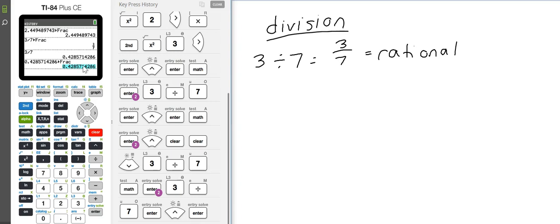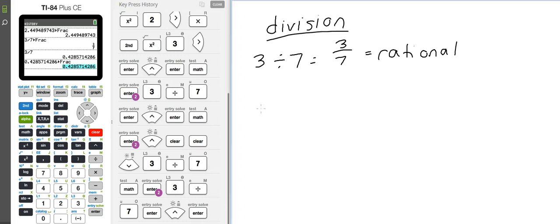So when you divide 3 by 7 the first time, you want to put the frac on that line. You don't want to try it again afterwards. Okay, so when you're dividing two rational numbers, it's always going to be rational. When you're dividing a non-zero rational number and an irrational number, it's always going to be irrational.